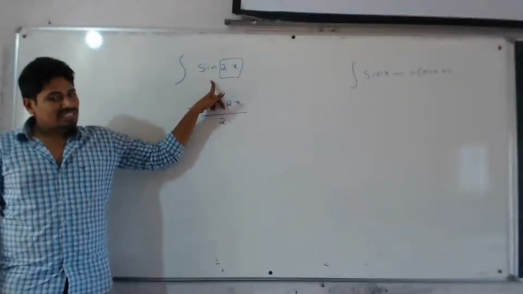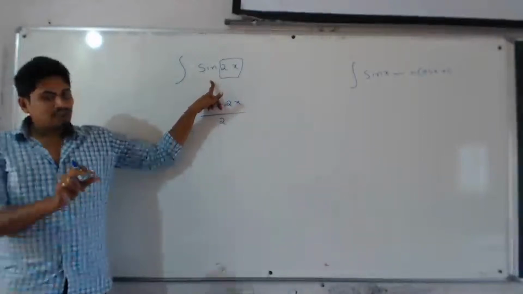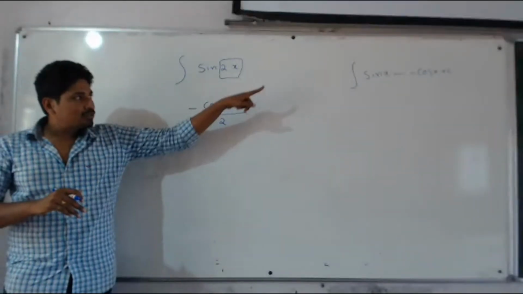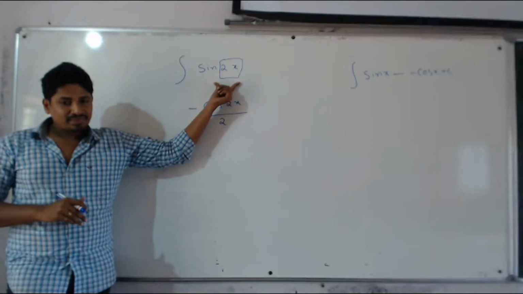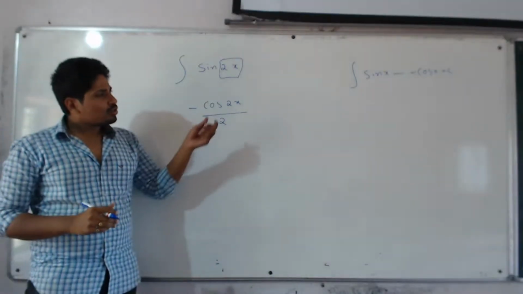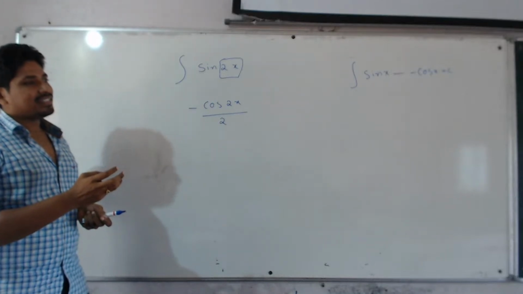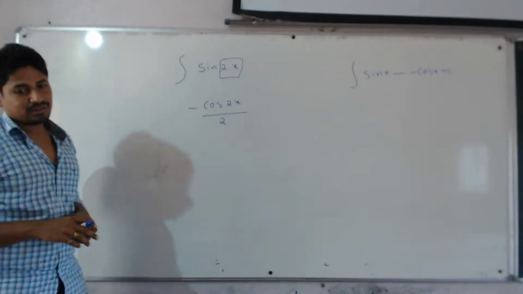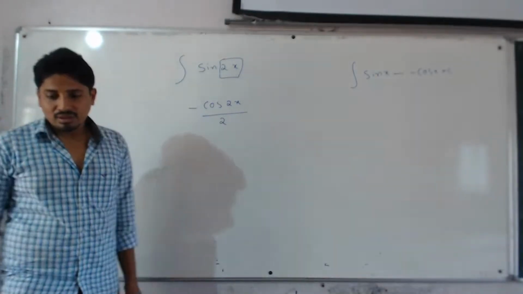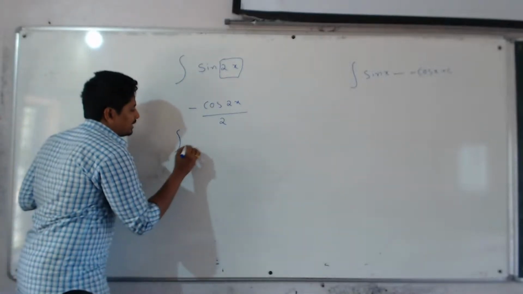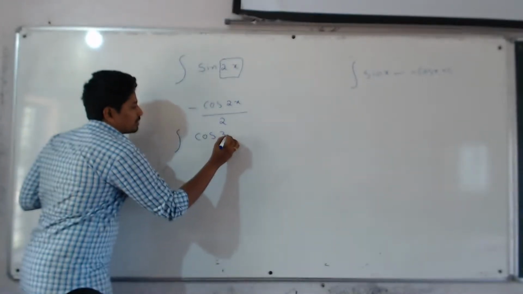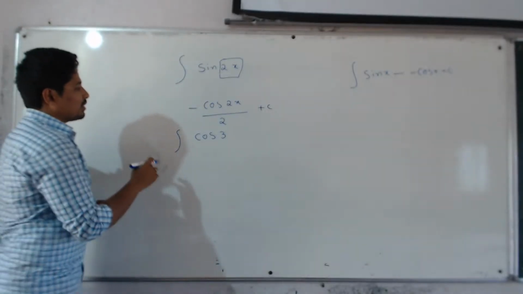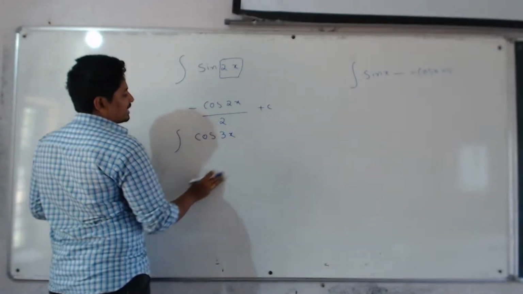In order to solve this, you have to consider something of the form ax plus b as x. Then this will be converted to our formula. If we consider this as x, it will convert into the formula divided by the coefficient of x. It will come under the denominator. Okay. Next, integral cos 3x. At the final step you put plus c.